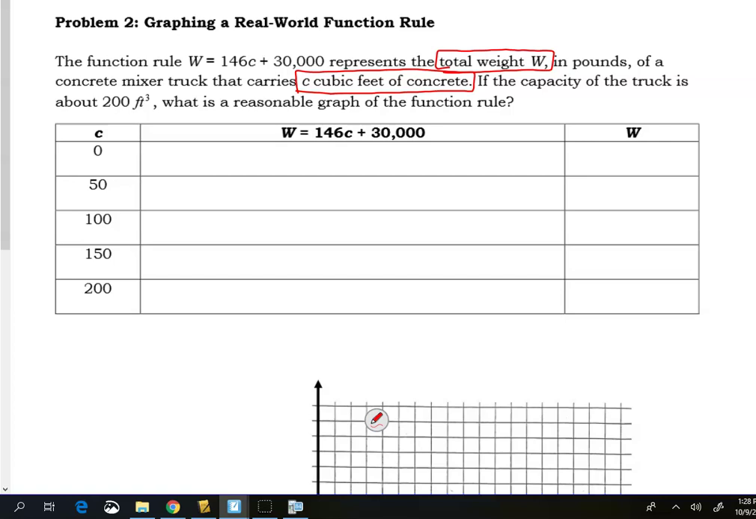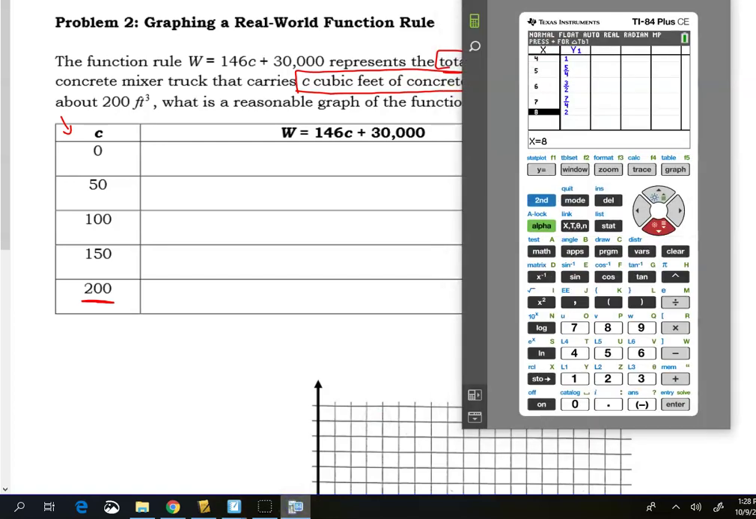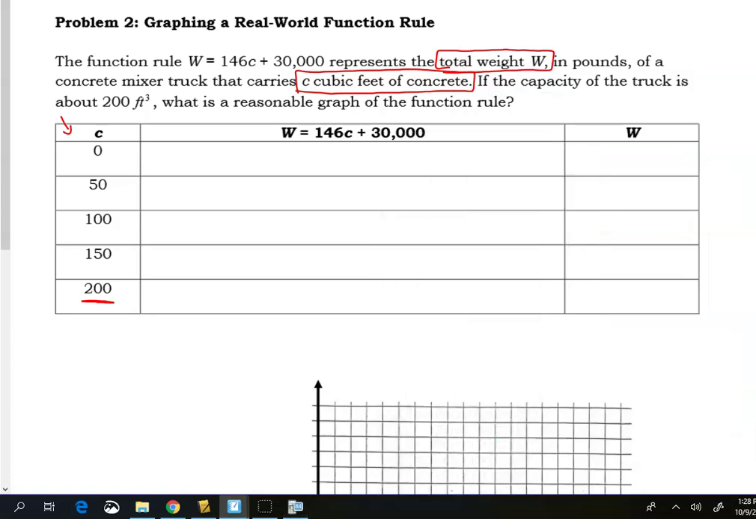What is a reasonable graph for the function rule? Now, here's the thing. They're giving me the C values. They're saying C can go anywhere from 0 all the way up to 200 because that's the capacity of the truck. But keep in mind, if I were to use my graphing calculator for this one, I'm not going to sit here and scroll up to 200. That's going to take me far too long. So in this particular situation, it would be better to do it the way that you did in middle school and substitute each one of the C values into the function to get the corresponding weight.